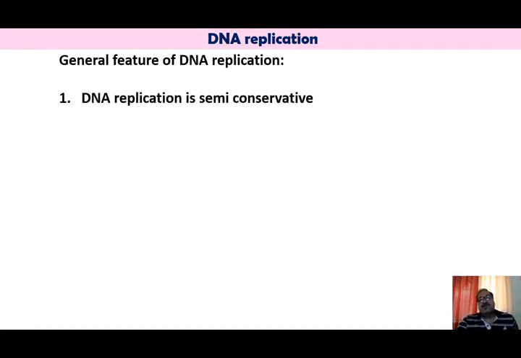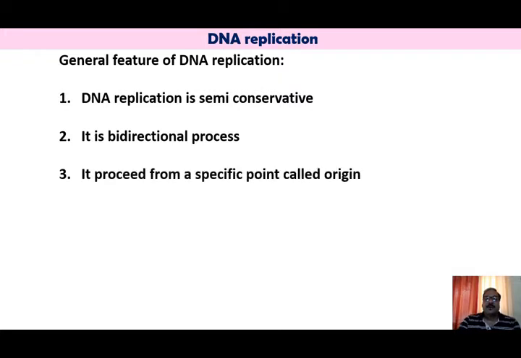First, DNA replication is semi-conservative, and this was proved by Meselson and Stahl. It is bidirectional, that is, once the replication begins, it proceeds in both directions, in the forward direction and in the backward direction. It proceeds from a specific point called the origin. Now in prokaryotes, usually they have a single origin point, but in eukaryotes, because of the linear chromosomes, there are many origin points.